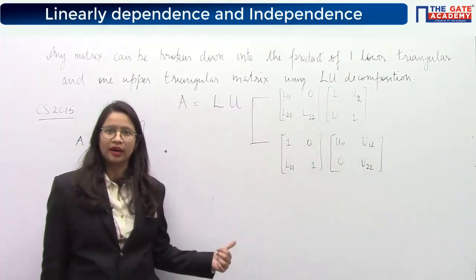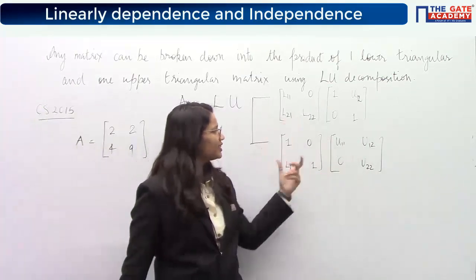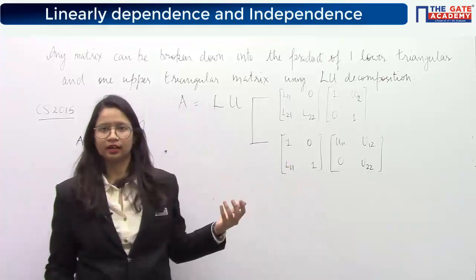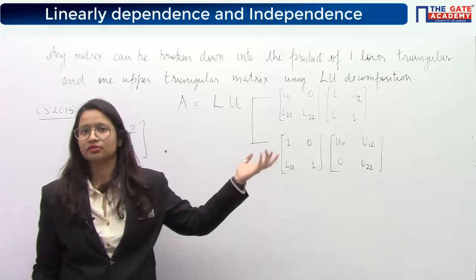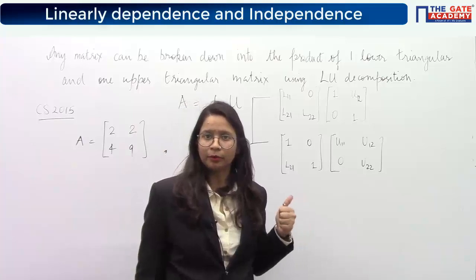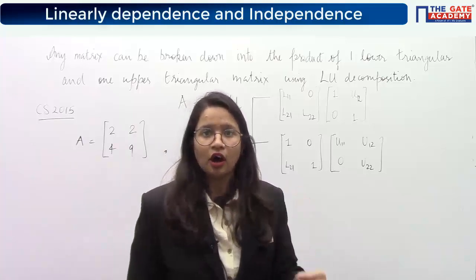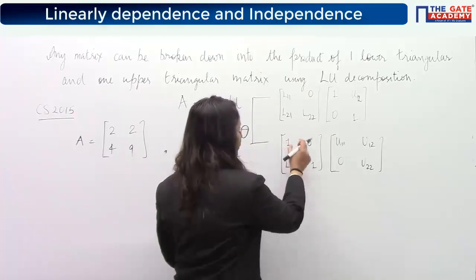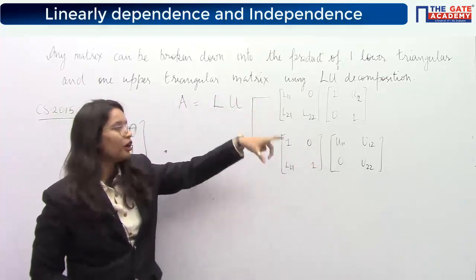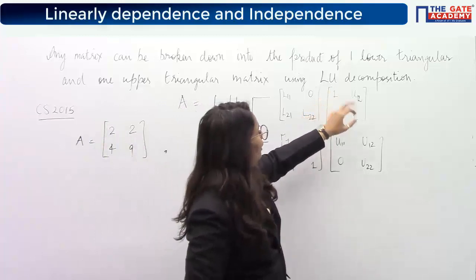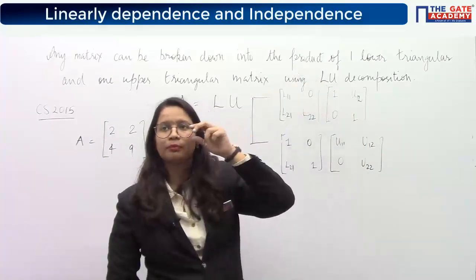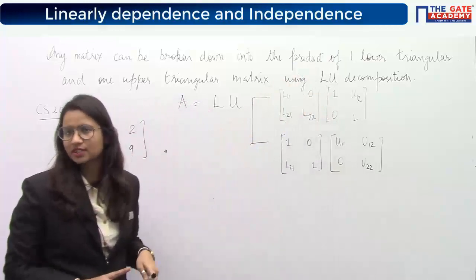Why are we doing so? Why are we taking one of these as 1? Because this will simplify your calculations. That's why we are doing so. Depending upon your options, if the option is such that in your lower triangular matrix the diagonal elements are 1, then you will decompose using this. If in the option your upper triangular matrix has the diagonal elements as 1, then you will use this decomposition. Okay, this is the thing.